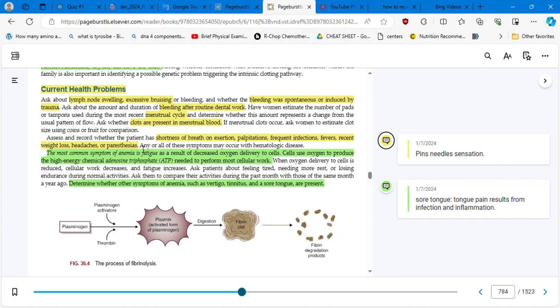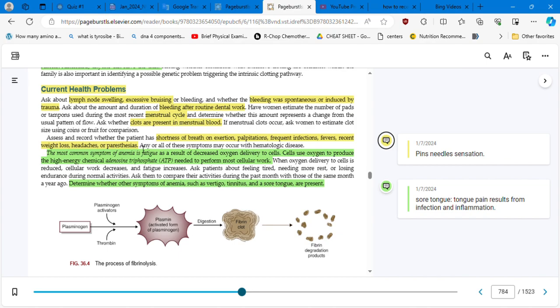Okay, the most common symptom of anemia is fatigue as a result of decreased oxygen delivered to cells. That's the most common symptom of anemia. Cells use oxygen to produce the high energy chemical ATP, and we know that from anatomy and physiology. I'm sure you know that. That's one of the basic terms and concepts in energy production needed to perform most cellular work, right? Determine whether other symptoms of anemia, such as vertigo, tinnitus, and sore tongue, are present. Sore tongue pain results from infection and inflammation.